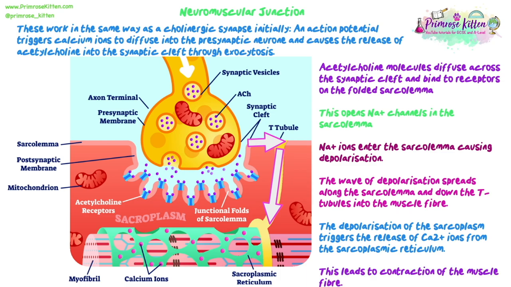So mostly it's the same as what we've looked at before with the synapse, but we have to think about what words we're using in the language. So we're talking about the sarcolemma instead of the postsynaptic membrane. And we're talking about the wave of depolarization spreading along the sarcolemma and then down the T-tubules into the muscle fiber, and then triggering the release of calcium ions from the sarcoplasmic reticulum. All of that is new and different from when we looked at just the normal, regular synapse.